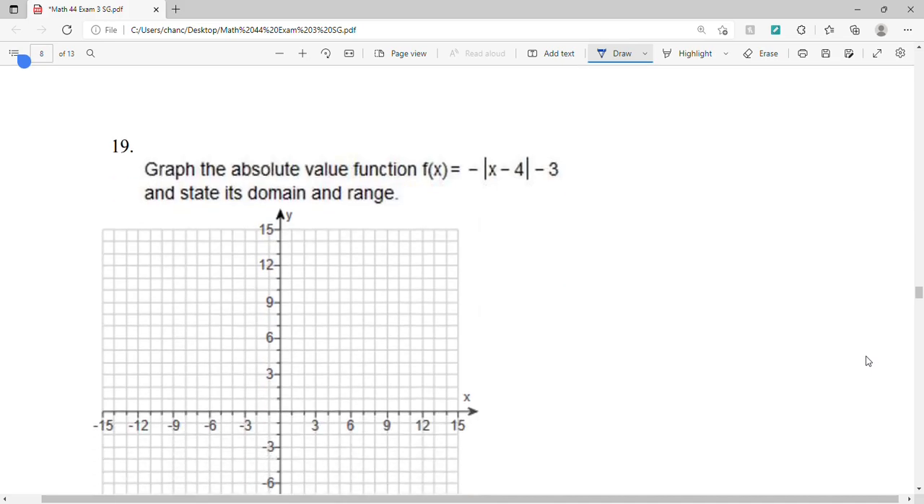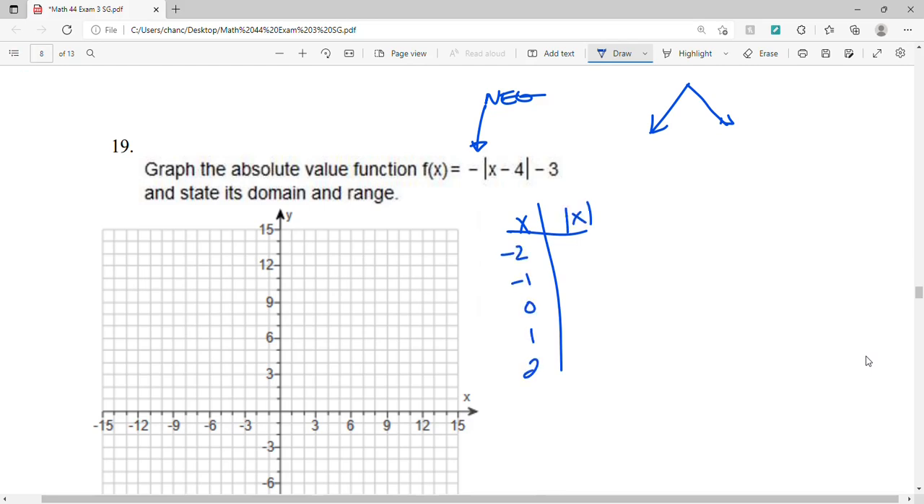For example 19, notice there's a negative in the front, and that means our graph is upside down. So if you write your parent graph for the absolute value with the same points as earlier, you're going to realize the numbers on the right aren't going to be what they are. They're going to be opposite. We're going to flip this thing upside down. It's opposite.